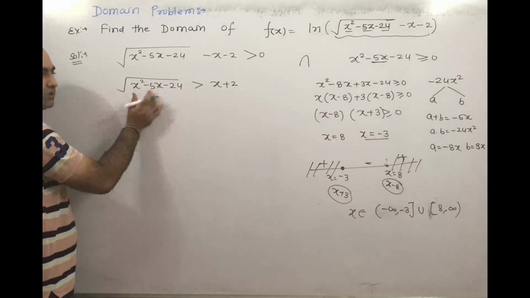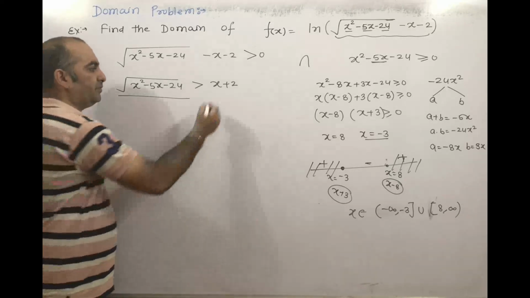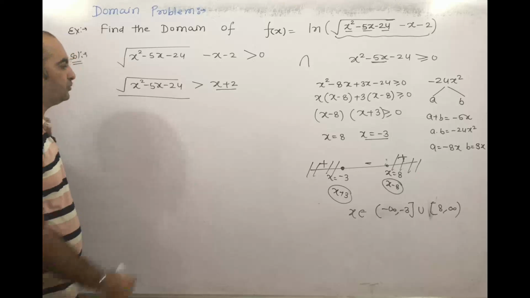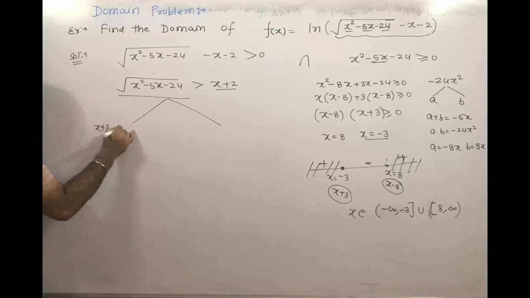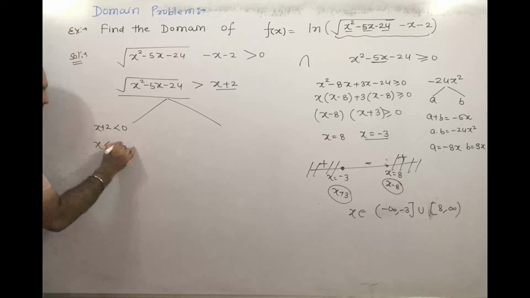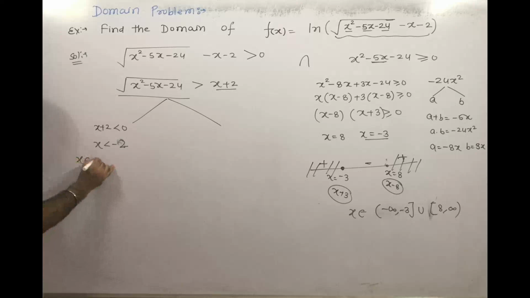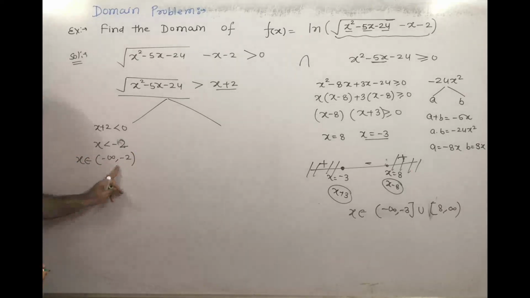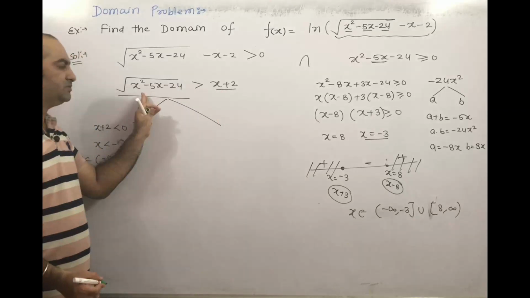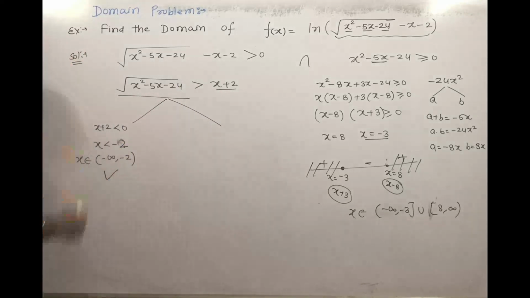So this is always positive because square root is positive. This can be positive and negative possible. So there are two possibilities. One is x plus 2 is less than 0. That means x is less than minus 2. So this one we can write x belongs to minus infinity to minus 2. So in this interval, this is negative and this is positive. So this is always true. So that means this is your solution.